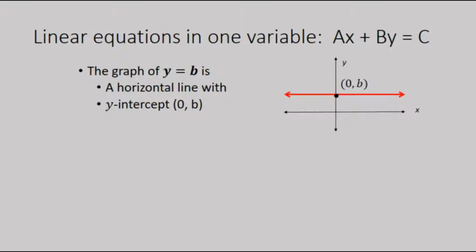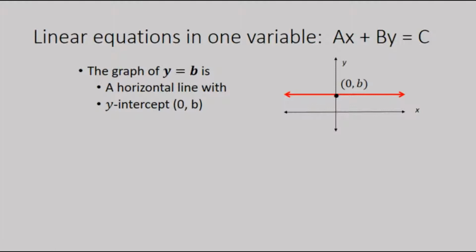When we have a linear equation of the form ax plus by equals c, which is the standard form, and one of the coefficients a or b is 0, we have special results. In this first example, we're letting a equal 0, which gives us the equation y equals b, a constant term. When given a linear equation of that form, a horizontal line is found with the y-intercept at (0, b).